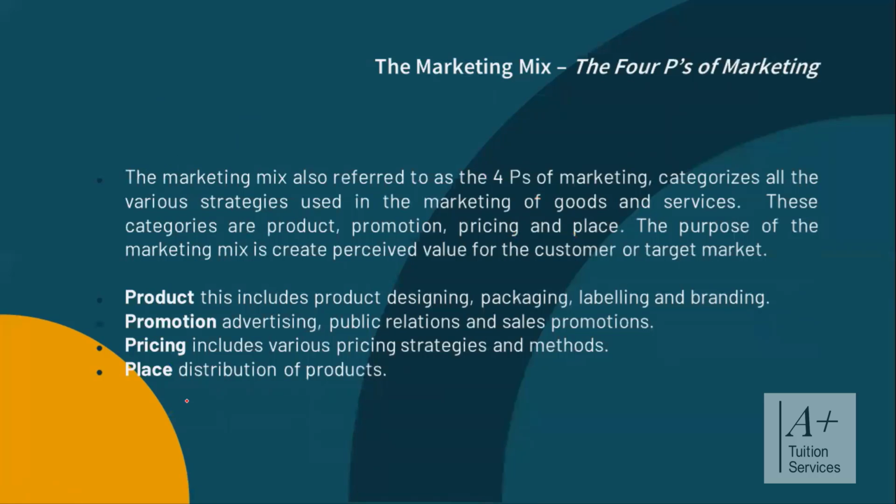So one thing we must understand in marketing is something called the marketing mix, which is in essence the 4 P's of marketing. It's basically an acronym to help you get the notion in your mind. So the marketing mix also refers to the 4 P's of marketing, categorizes all various strategies used in marketing of goods and services. So the strategies that we use to get a good to the consumer, for the consumer to see the goods and so forth. These categories are product, promotion, price, and place. The 4 P's. The purpose of the marketing mix is to create perceived value for customer or the target market.